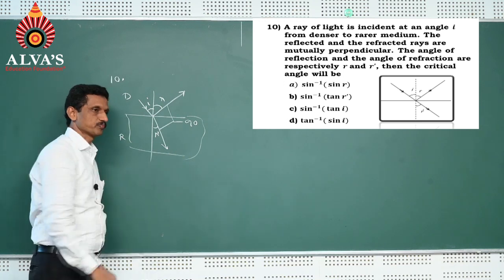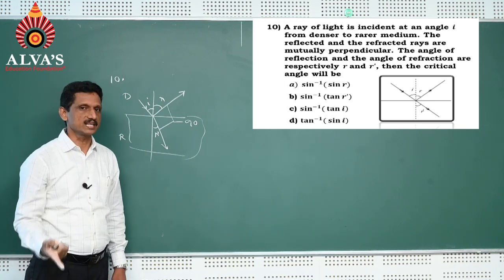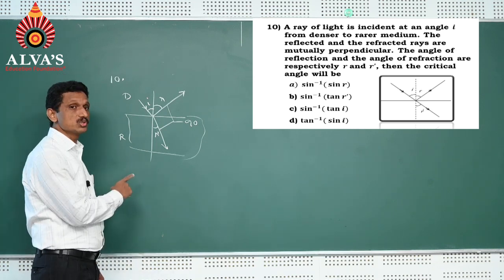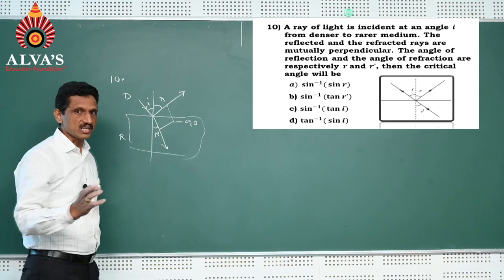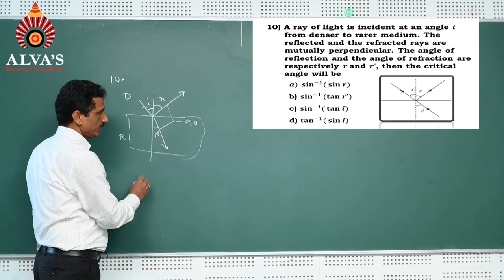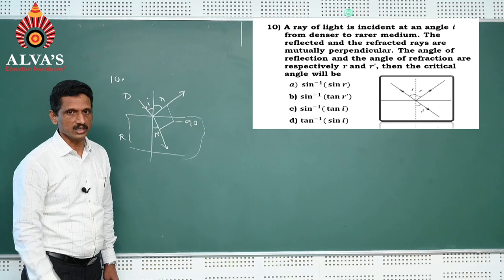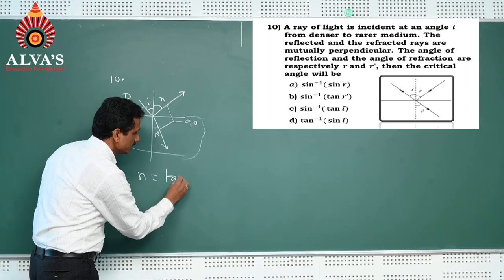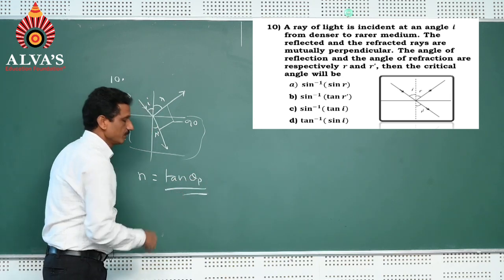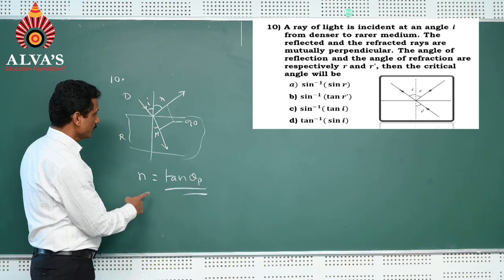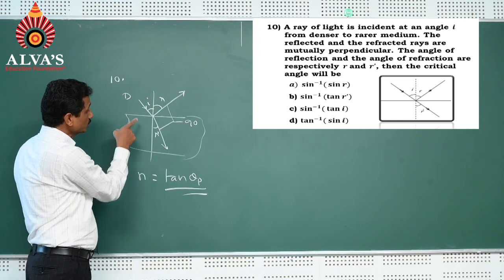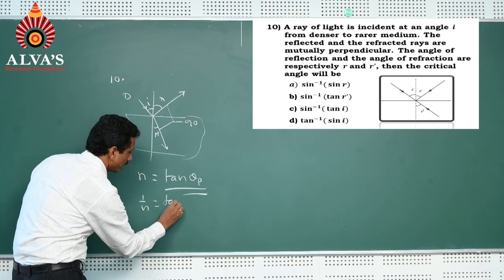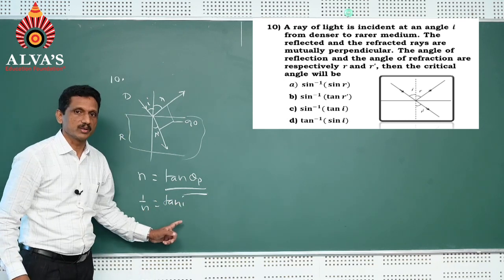See, in this problem, you can use Snell's law or go for a shortcut method, that is, you can use Brewster's law. From polarization, you know Brewster's law. When a ray travels from rarer to the denser medium, the refractive index of the medium is equal to the tangent of the polarizing angle. Here the ray travels from denser to the rarer medium. Take the reverse of it. That is 1 by n is equal to tan I. This is the shortcut method.